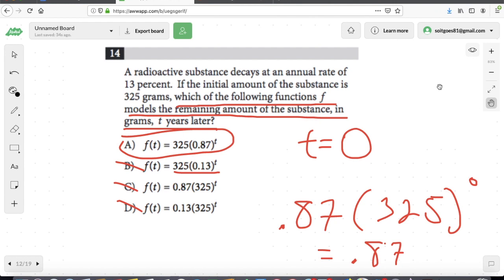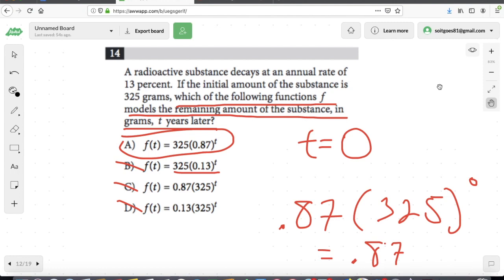Oh yeah. Does that make sense? Yes. But then, okay, if you narrow it down to A and B, what do you do? Well, then plug in a 1 for t. See which one gives you something a little bit less than 325. A would give you something a little bit less than 325, but there's no way B would. That's a massive drop. In fact, B would give you an 87% decrease.